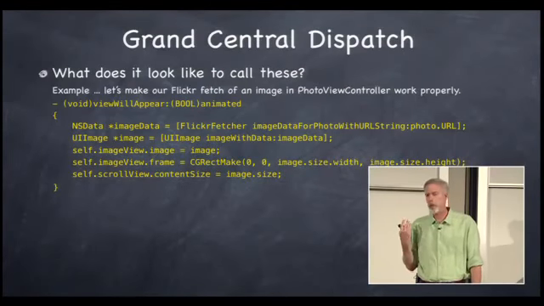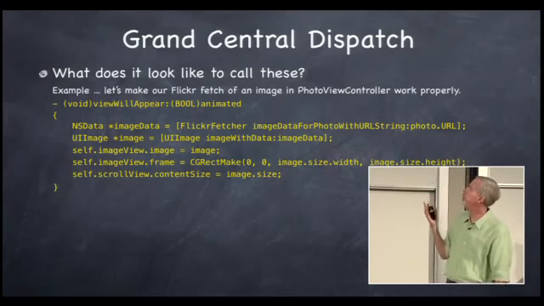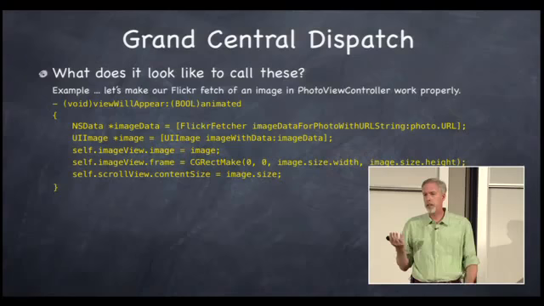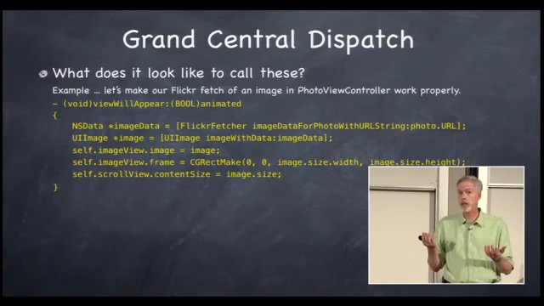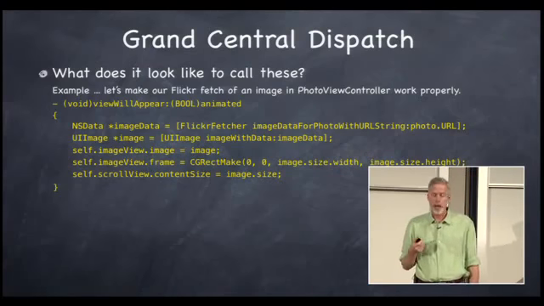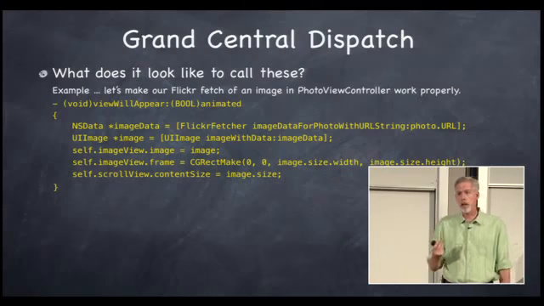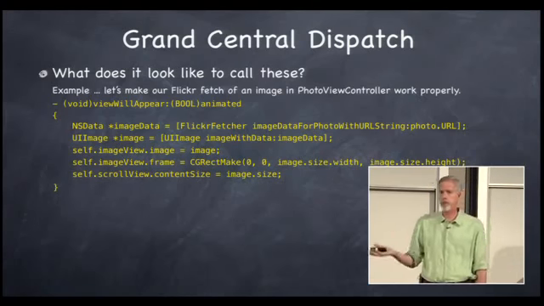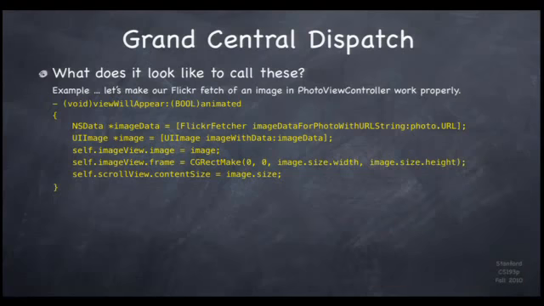You fetch your image data for your photo. So I'm assuming that photo here is an instance variable that is, let's say, a subclass of NSManagedObject, which is a photo. And it's got a method called URL, which returns the string that is the URL for the image for this photo. So here I'm getting the image data by calling image data for photo with URL string and Flickr fetcher. That's going to block. That's bad.